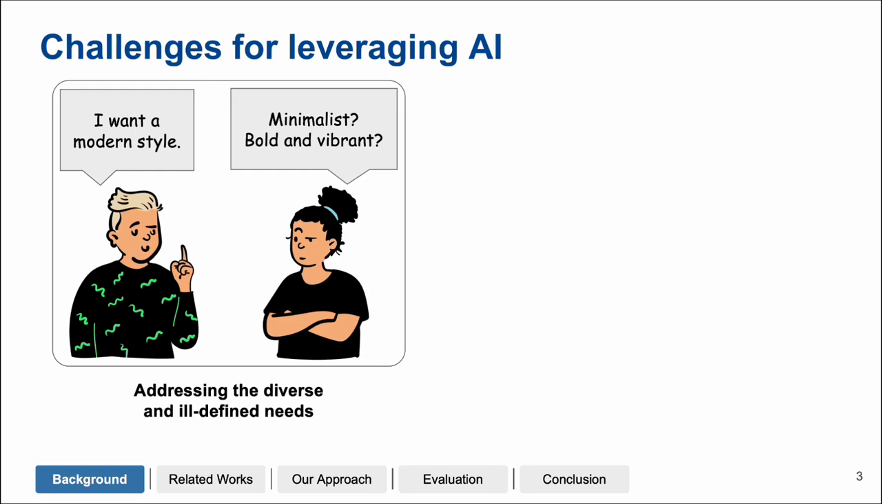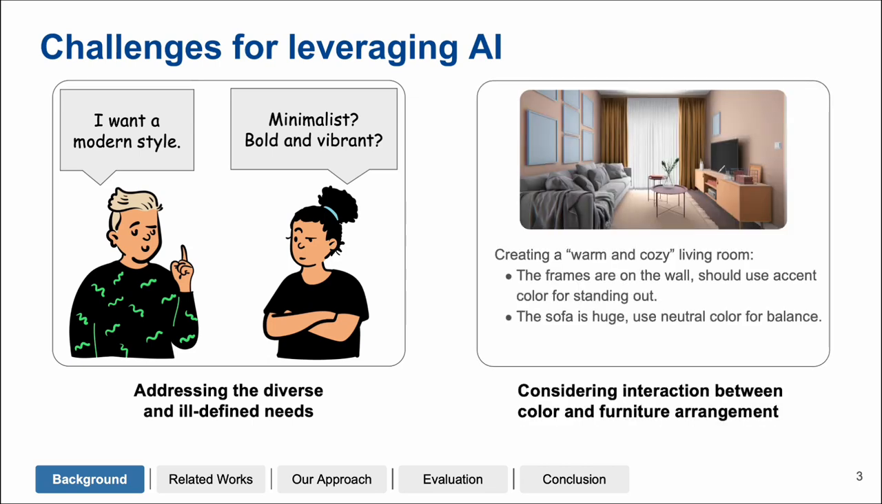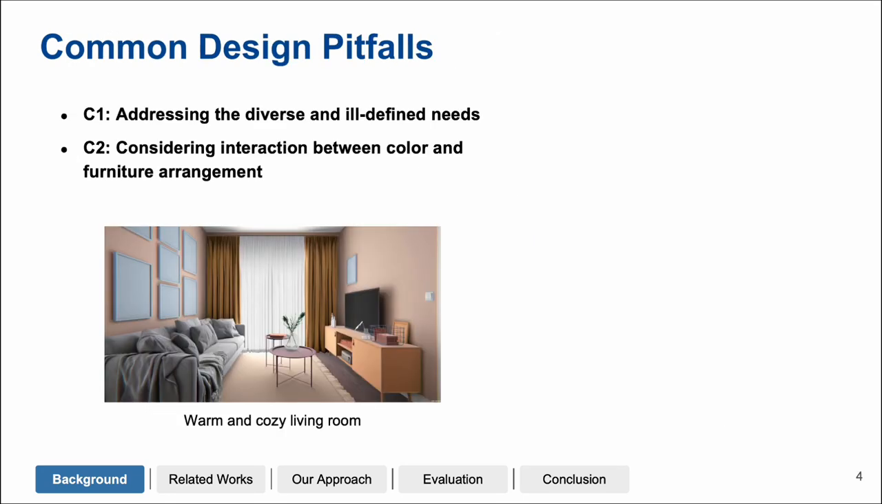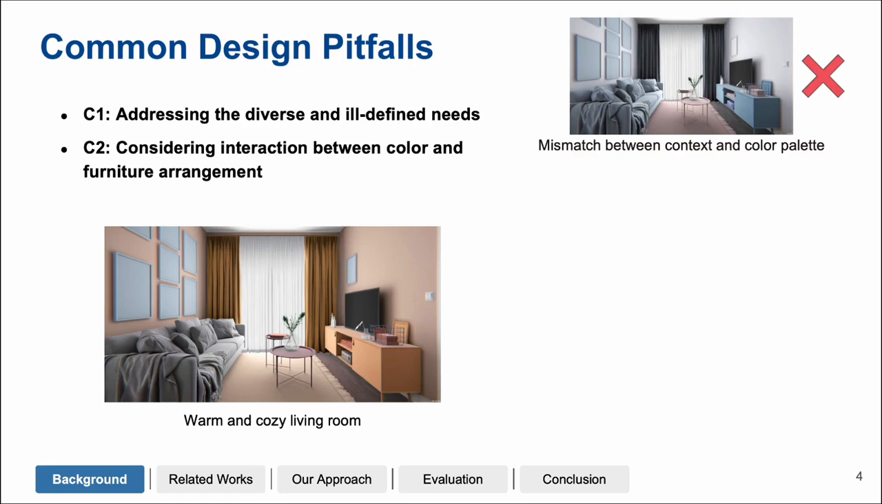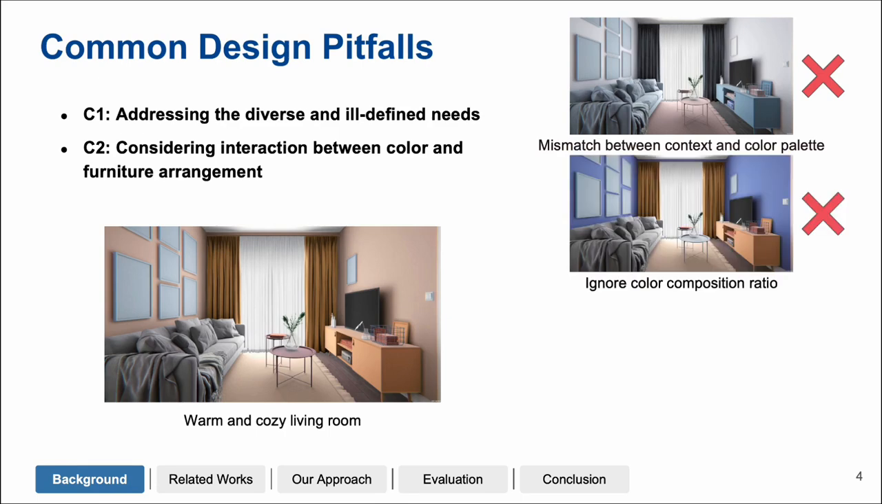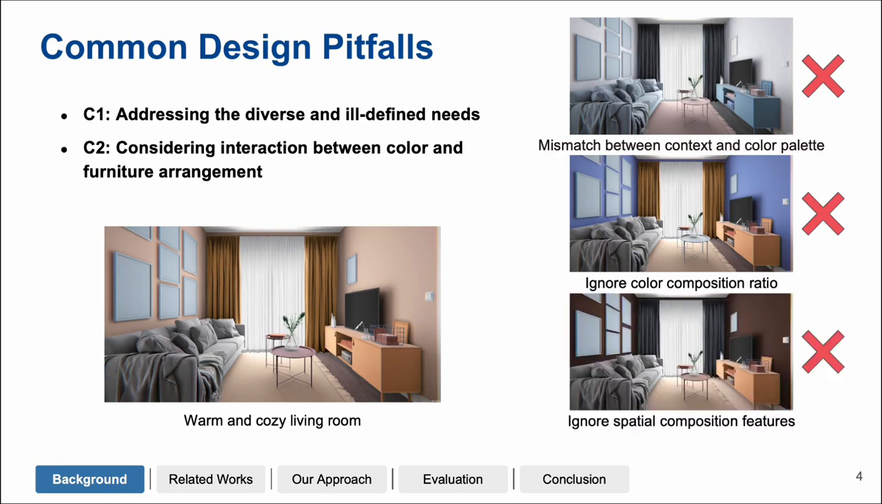One is addressing the diverse and often ill-defined needs of users, such as mood inclinations and current trends. Another is considering the complex interaction between color composition and furniture layout to create a coordinated interior color design. Failing to meet these challenges can lead to design pitfalls. For instance, misinterpreting the intent of a warm and cozy living room might yield a color palette contrary to requirements. Even with appropriate colors, imbalanced proportions or discord with interior elements can disrupt the intended ambience.